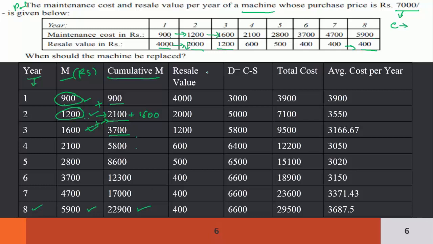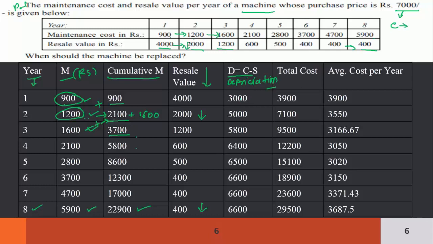After that the next column is the resale value. The resale value is already given in the problem itself. For the first year it is 4000, for the second year it is 2000, and up to the 8th year it is 400. Now we have to calculate the depreciation, which is denoted by the capital letter D. So what is depreciation?